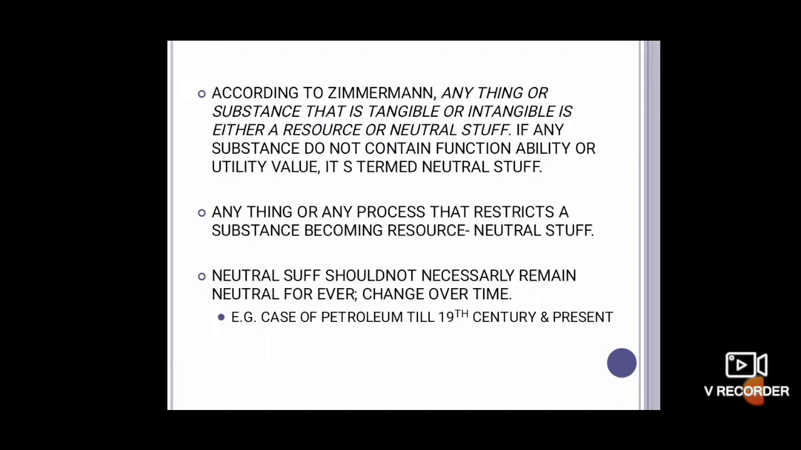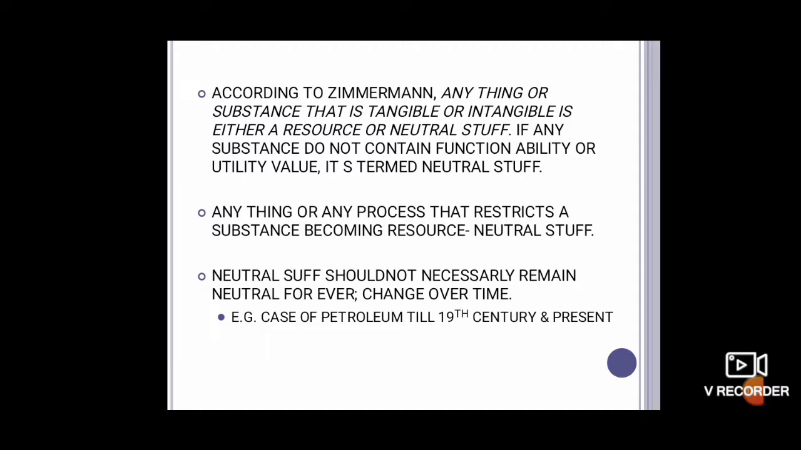According to Zimmerman, what is neutral stuff? Anything or a substance that is tangible or measurable is either a resource or neutral stuff. So what is neutral stuff here? If a substance does not provide either functionality or utility value, we can consider that material as neutral stuff. Remember, a substance or a resource, as we already discussed, possesses two important properties: functionality and utility. If any one of these features is not satisfied by that material, it will be considered neutral stuff. It is not necessary that this neutral stuff will remain so forever. It can always change over time.